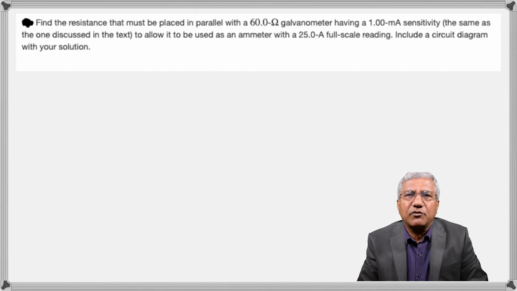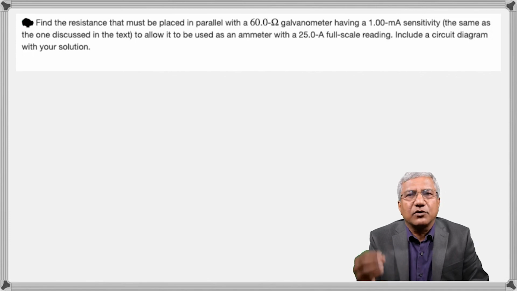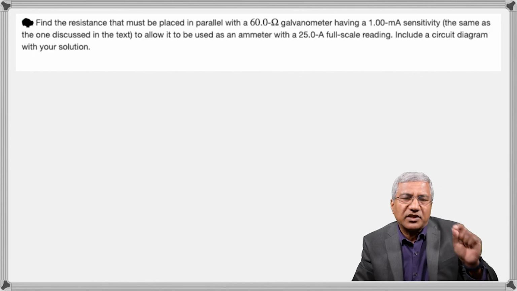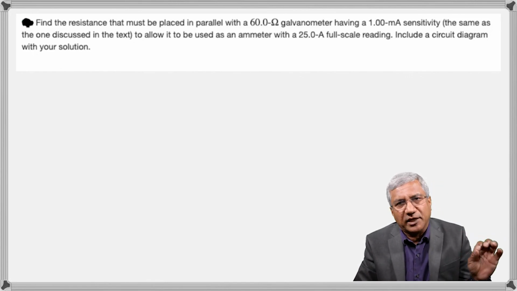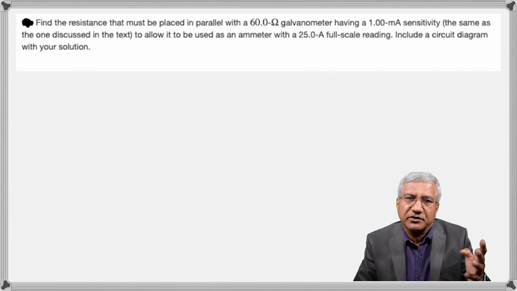So a galvanometer, it's a very sensitive instrument. Its sensitivity is so high, which means it can only carry a small current. In this case, it can only carry 1 milliampere. But we need to use this to measure up to 25 ampere. Wow! Something that can only carry 1 milliampere. How do you use it to measure up to 25 ampere?